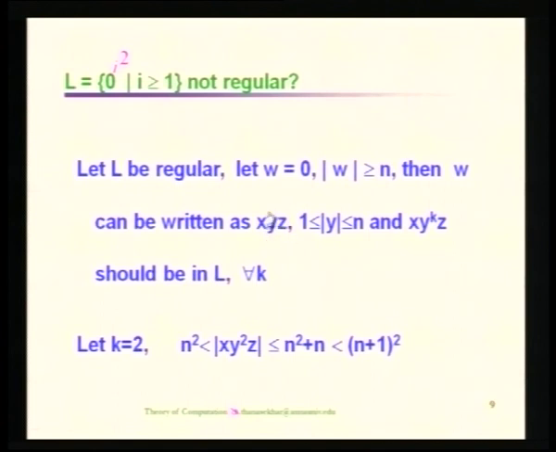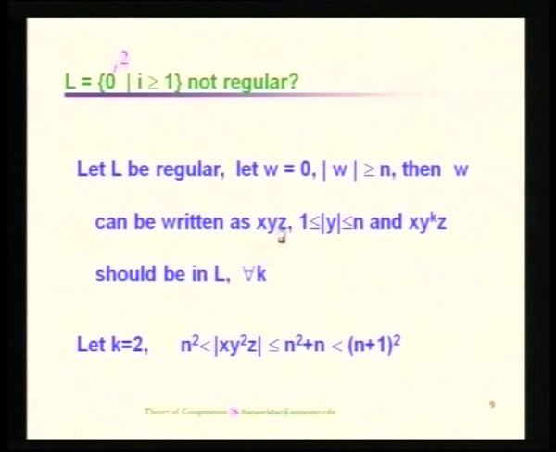So, the number of symbols available in x, y, z must be either 2 or 4 or 9, or in general, the number of symbols available in your x, y, z is exactly equal to n square. It is because of our assumption that your W is greater than or equal to n. So, now the question is, you go for pumping.